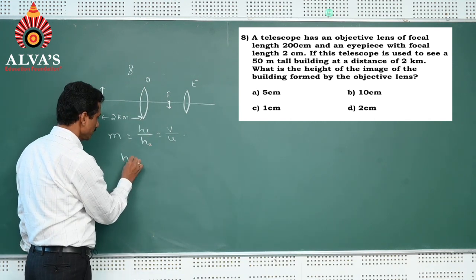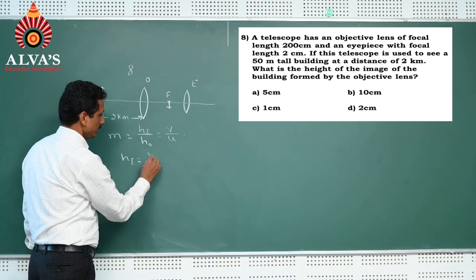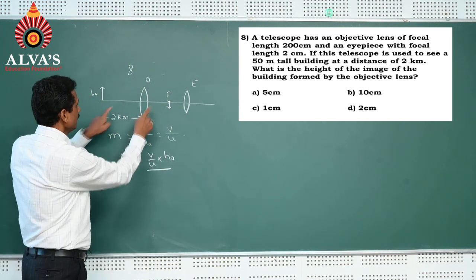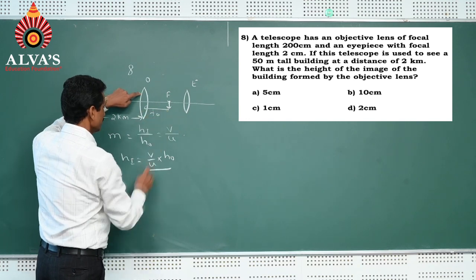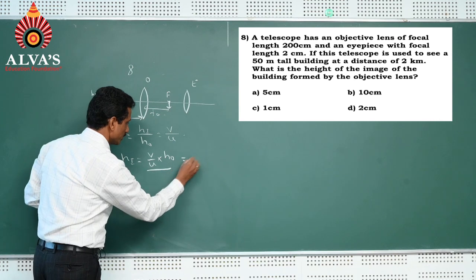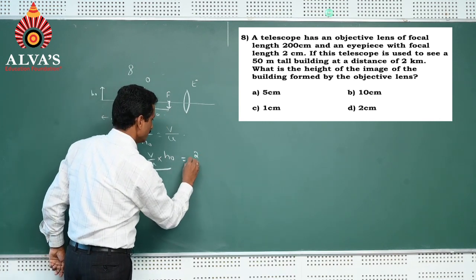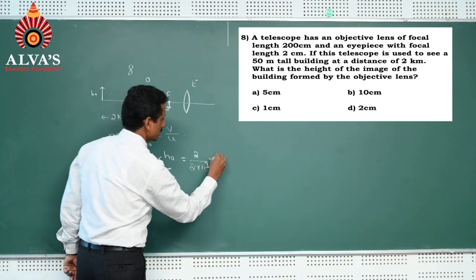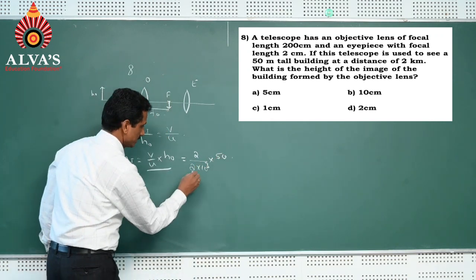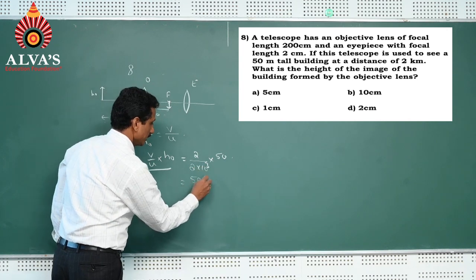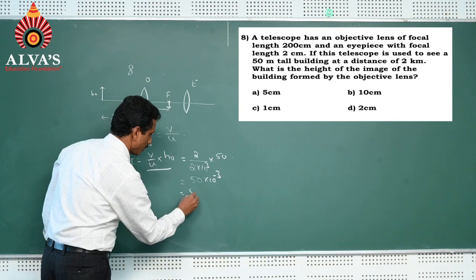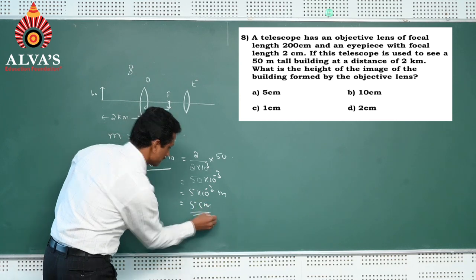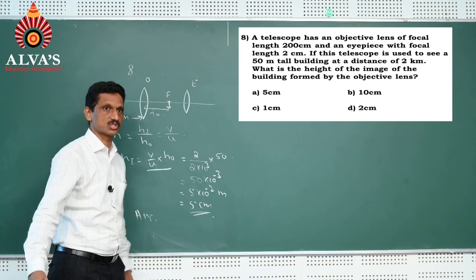Therefore, height of the image formed by the objective lens is V by U into H naught. Okay, U is given, and V is nothing but the focal length F naught. Therefore, substituting, V is 2 meter divided by U is 2 kilometer, 2 into 10 to the power of 3, into H naught is 50 meter. That is, 2 cancels, 50 into 10 to the power of minus 3, or 5 into 10 to the power of minus 2 meter, which is nothing but 5 centimeter. Answer is A.